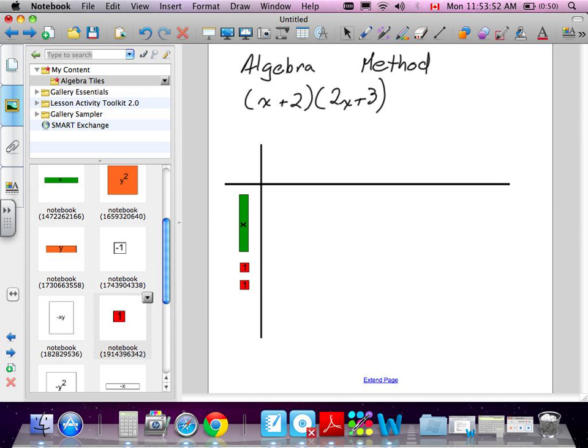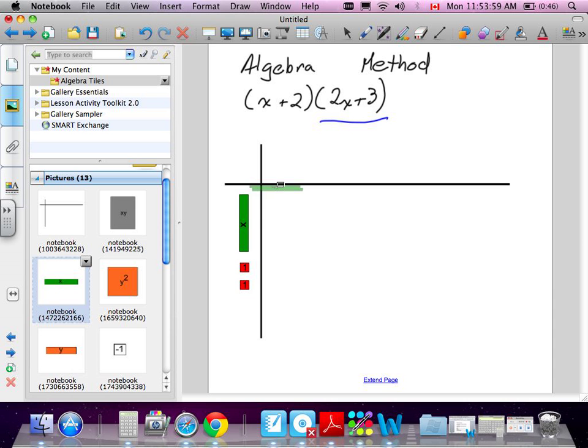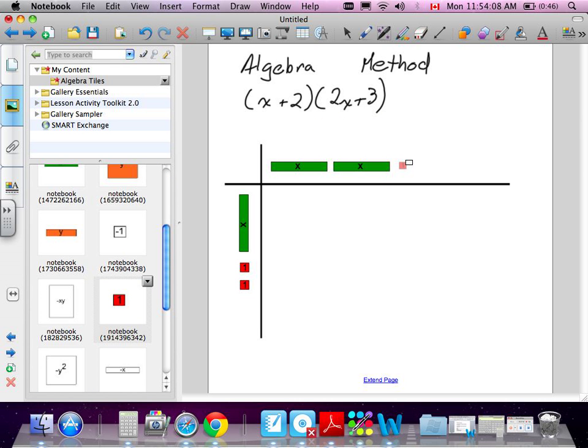In our second bracket, we have 2 x's. So I'm going to be taking 2 x's. And 3. So I'm going to take 3 blocks and place them aside. This is the algebra tile method. Now, what's going to happen now is I'll be multiplying across. So I'm going to multiply this x by that x, by that x, by 1, and by 1. So we're going to try to make sense of this.